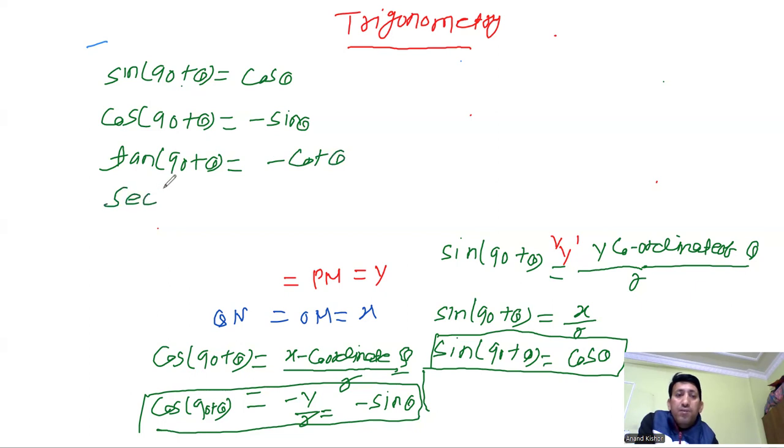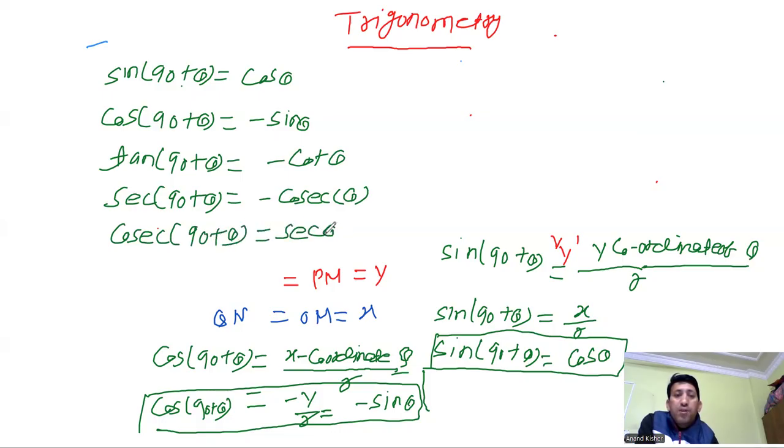Sec 90 plus theta is minus cosec theta, and cosec 90 plus theta is sec theta, and cot 90 plus theta is minus tan theta. Now we are going to use some trick.